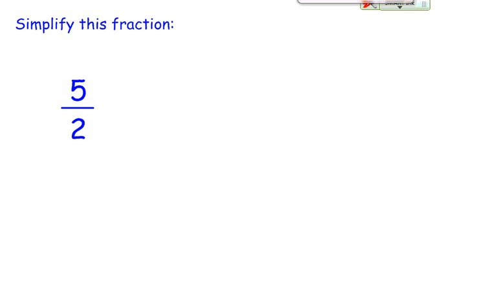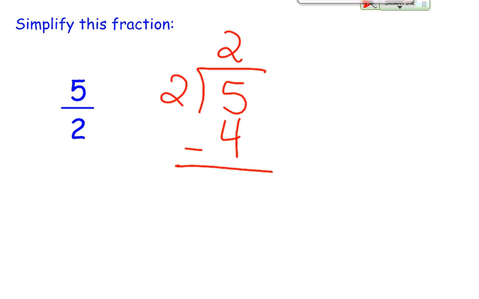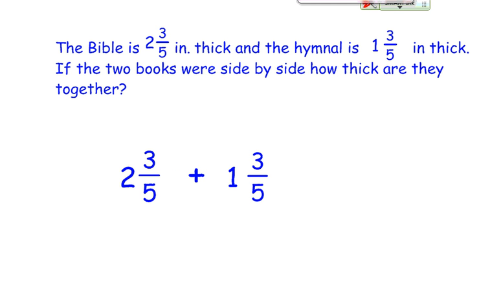Let's try another one. All right, jump right into it. It says, simplify this fraction, 5/2, which is really 5 divided by 2. 2 goes into 5. 2 times 2 is 4. 5 minus 4 is 1, and I have a 1/2 left over. Pretty straightforward.